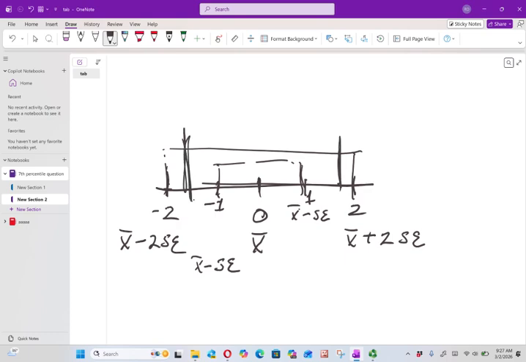80% bet. Where's the 70% bet? Squeeze in a little more. 50% bet. Here's 70. This is 68, so 70 is right outside of that. 50 is going to be inside of it.